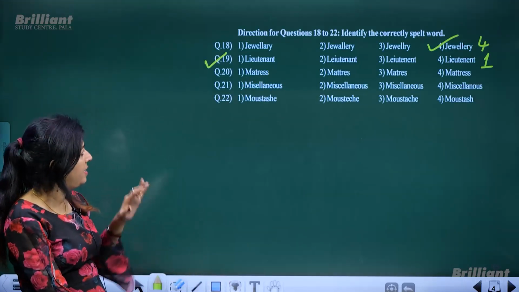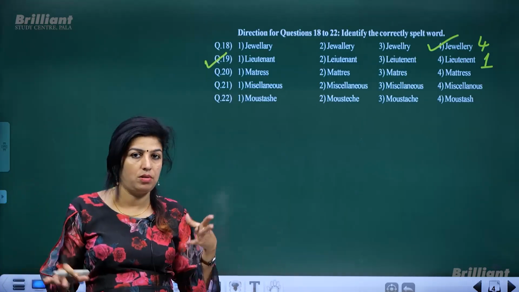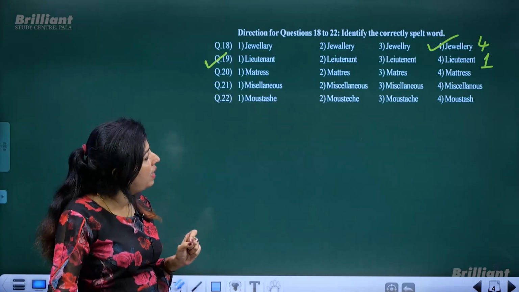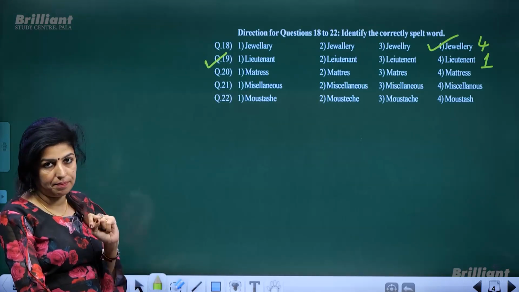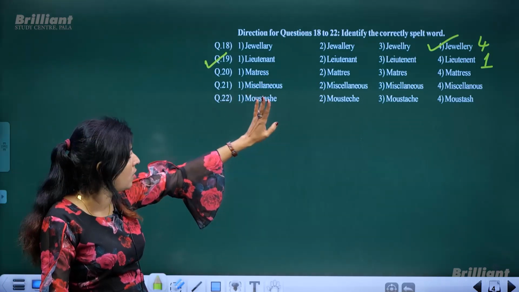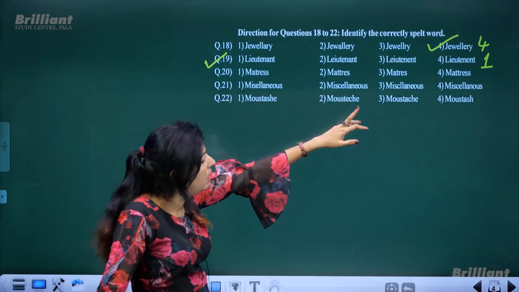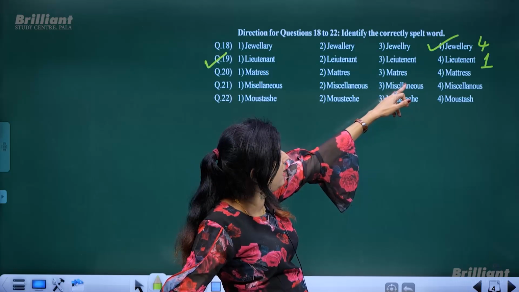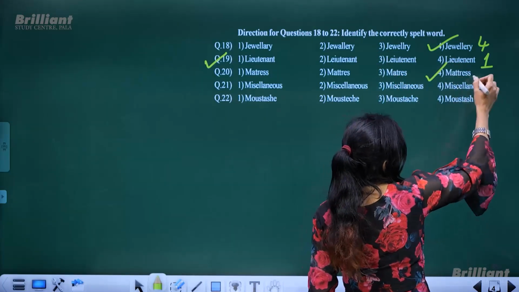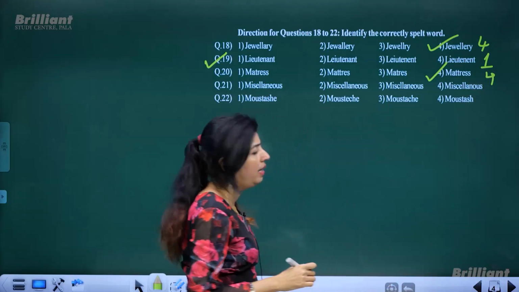Okay. Now next is mattress on floor, that like you spread mattress on which you sleep. So mattress should have double T double S singular. Okay, so mattress, here only single T, so this is wrong spelling. Here double T is there but single S, wrong spelling. Here single T, single S, completely wrong. So that leaves the fourth one, double T, single R, double S. So fourth option, M-A-T-T-R-E, double S.